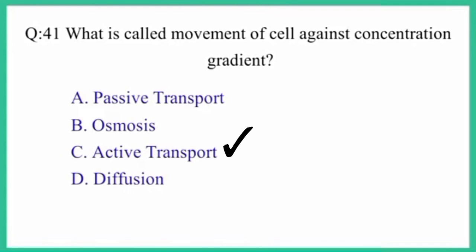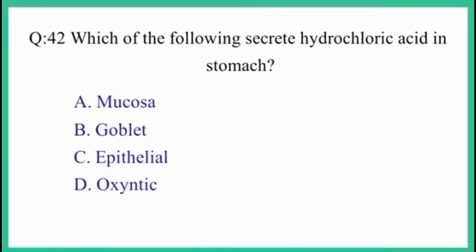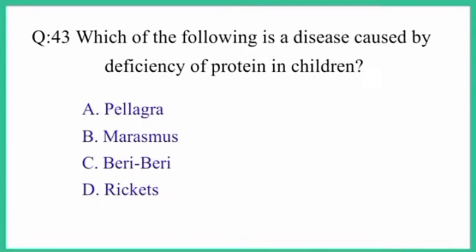Question number 42. Which of the following excretes hydrochloric acid in the stomach? The right answer is option D. Question number 43. Which of the following is a disease caused by deficiency of protein in children? The right answer is option B.